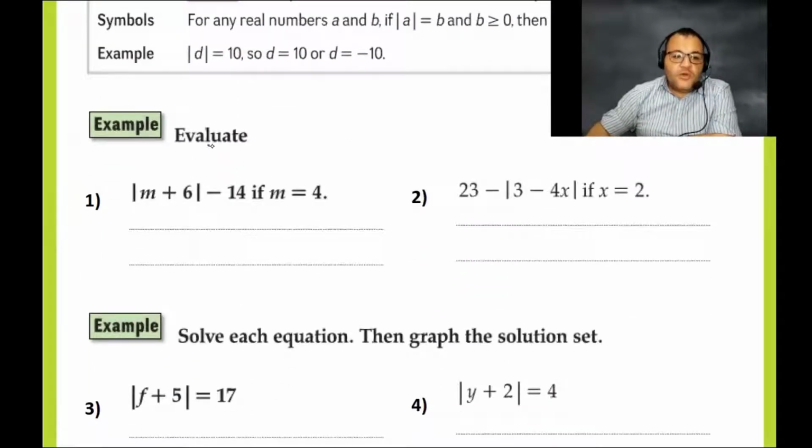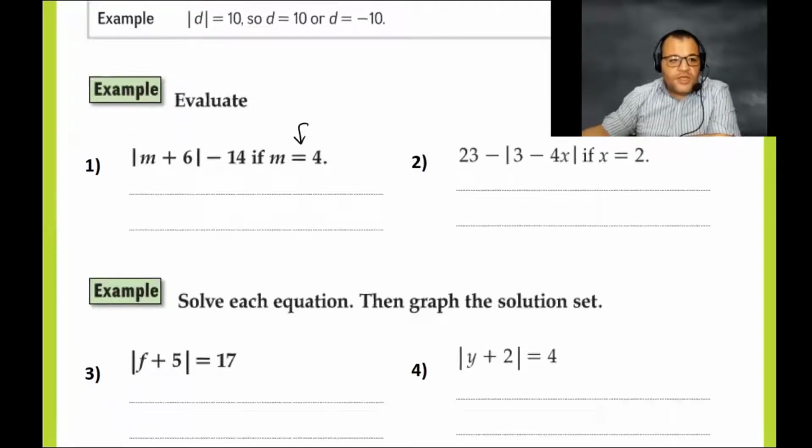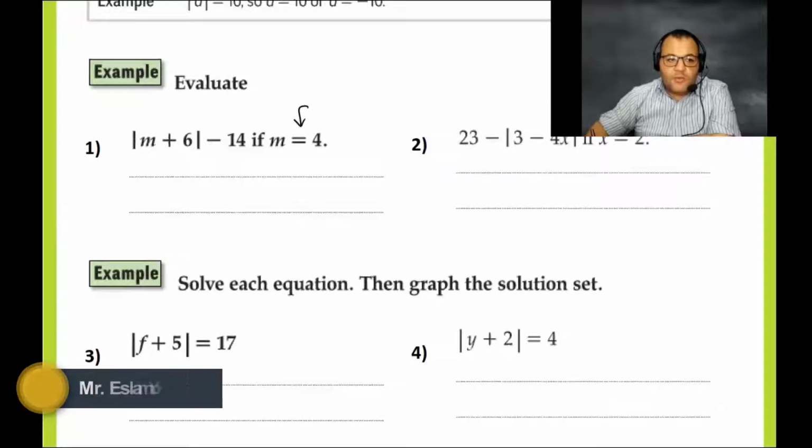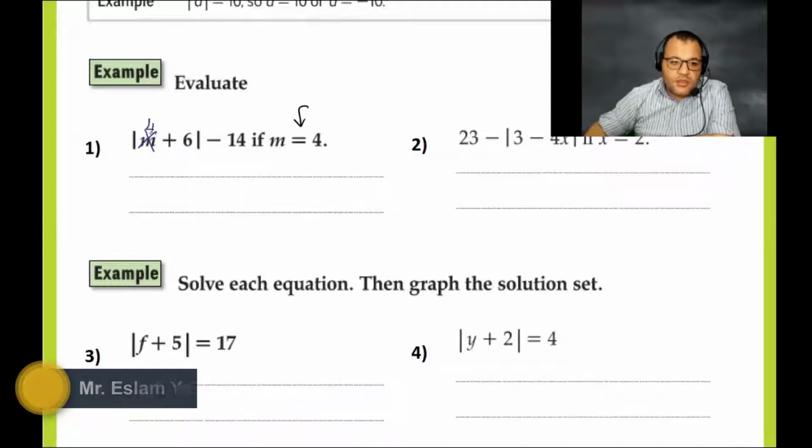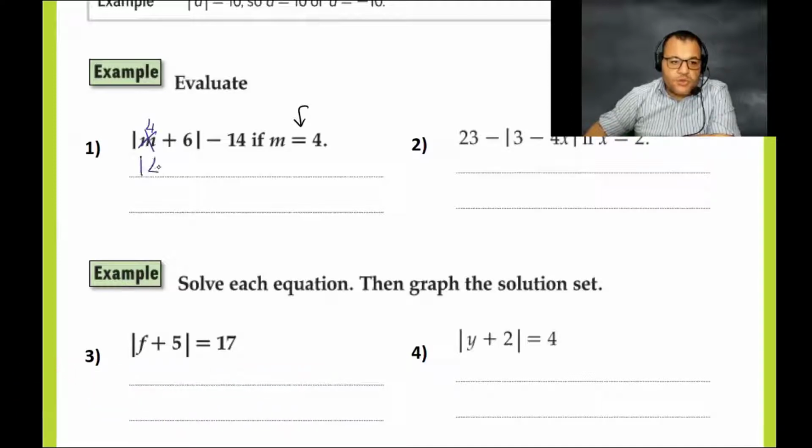Now we need to evaluate the expression. Evaluate the expression means by using substitution. The absolute value of m plus 6 minus 14, we need to find it if m equals 4. What is the meaning of that? Just replace m with 4. So how we can solve it? Just instead of m, I will replace it with 4. So it will be the absolute value of 4 plus 6 minus 14. So what is the answer for this one?